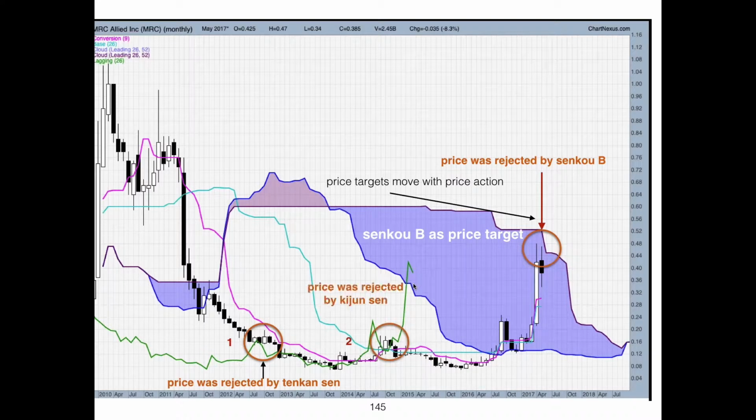In number 2, price was rejected by the Kijun-sen and then dropped back down. It was the Kijun-sen and the Tenkan-sen at the same level at number 2, and price was rejected at that level. In number 3, price broke above the Senkou span A.